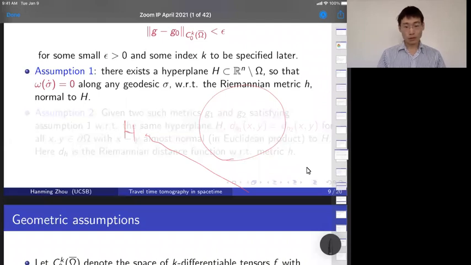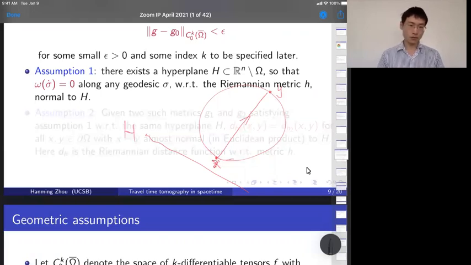then basically assumption 2 says that for all the x and y on the boundary, because they are in the Euclidean space, this vector x minus y is almost normal to this hyperplane. So the angle between this vector y minus x and this hyperplane is almost pi over 2 in that sense. Then for all such pairs of points, we require that the Riemannian distance between these two points matches between these two h1 and h2.